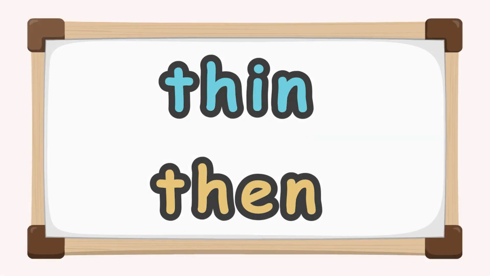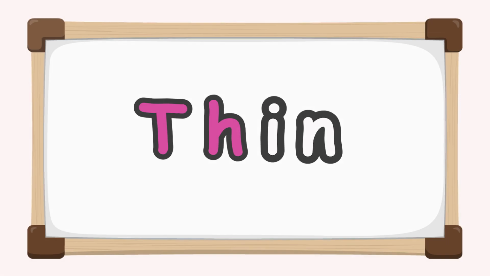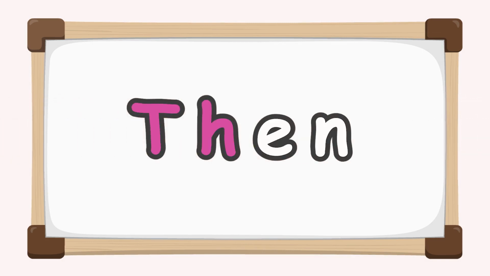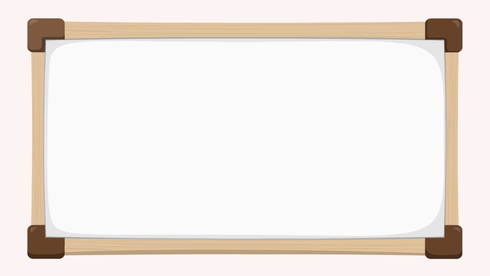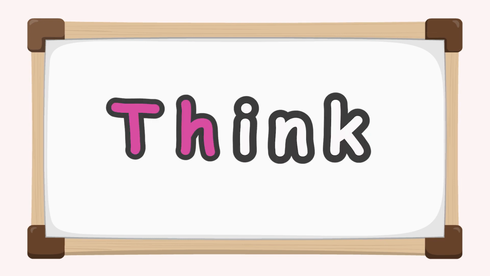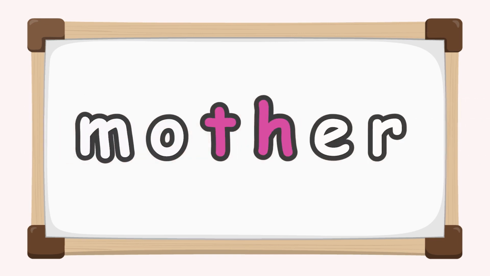One sound is th, as in thin, which is called the unvoiced th, and the other sound is the, which is called the voiced th, as in then. So th can be sounded as th, as in thin, and the, as in then. What other words can you think of? Think. That's right. And for the voiced sound, we have mother.